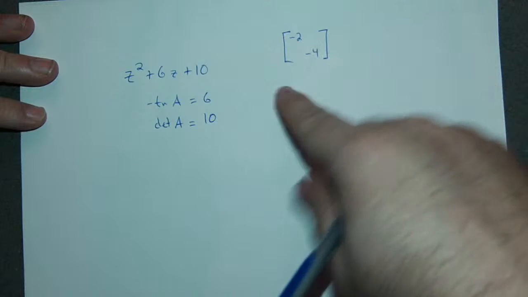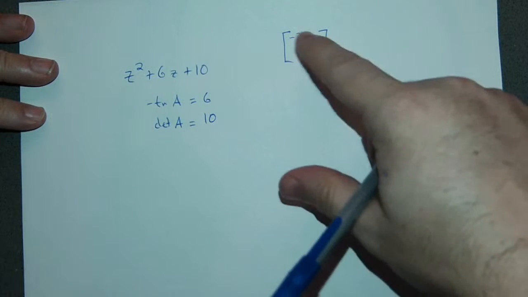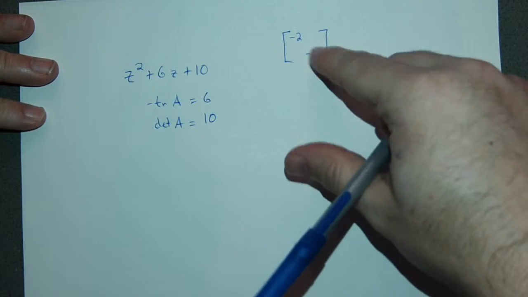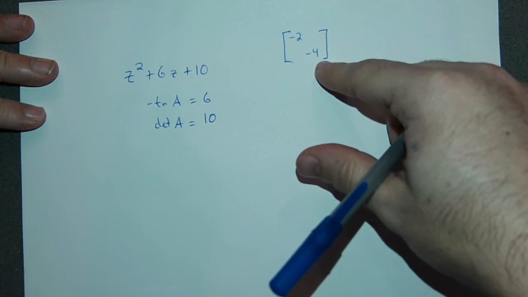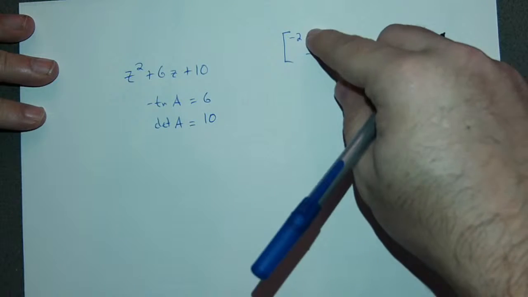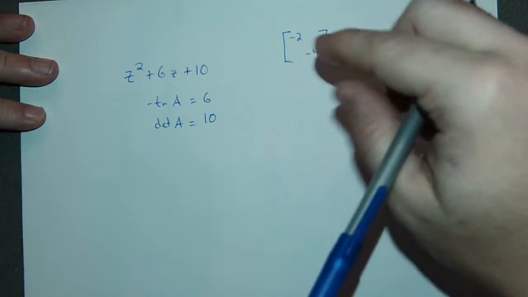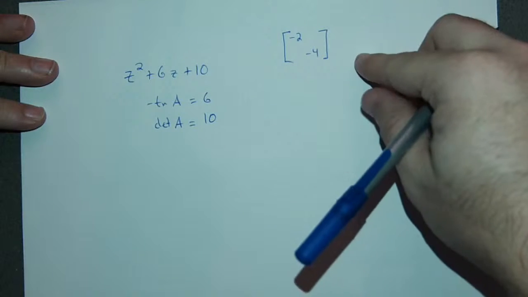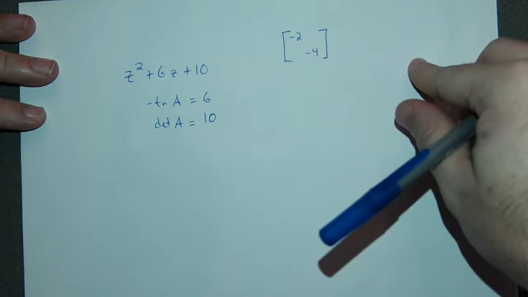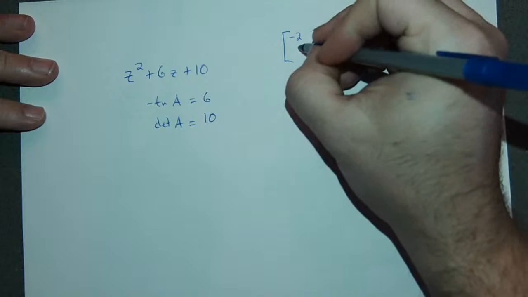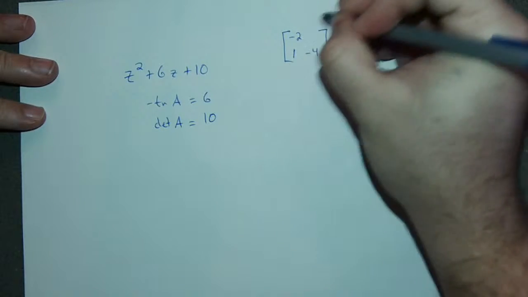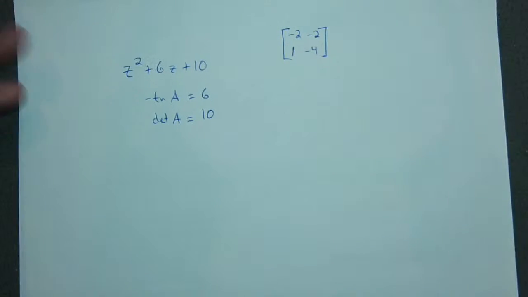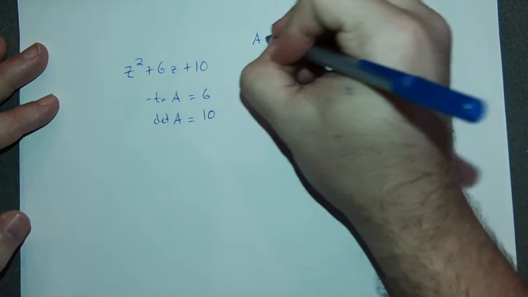And then I want the determinant to be 10. So minus 2 times minus 4 is 8, and I would be subtracting the multiplication of the 2 off-diagonal entries here. So I would have 8 minus minus 2, and I'd be good to go. So let's do 1 and minus 2. Okay, so here's my A. Right now you have seen the sausage making process.